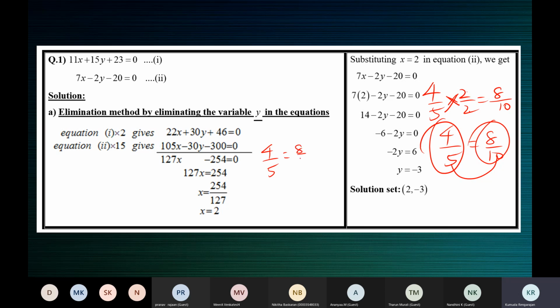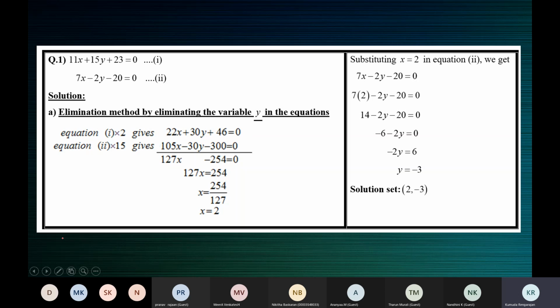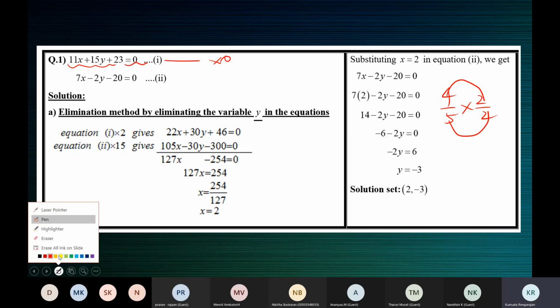4/5 is equal to 8/10 is equal to 12/15 is equal to 16/20. Here, I have to give a comparison so that you understand. Here we multiply the numerator and denominator by the same value. Similarly here, when you multiply the LHS and the RHS by any non-zero constant, you should not multiply by 0. Any real value other than 0 is fine.